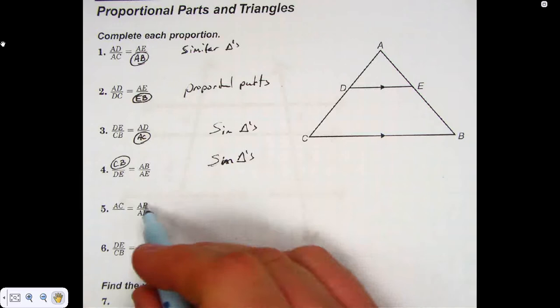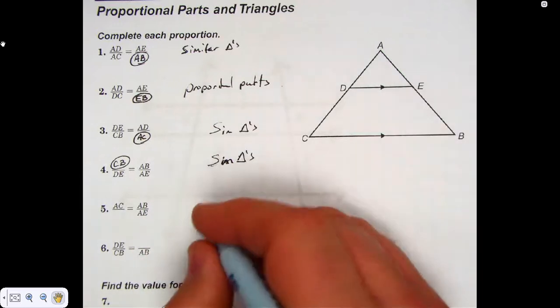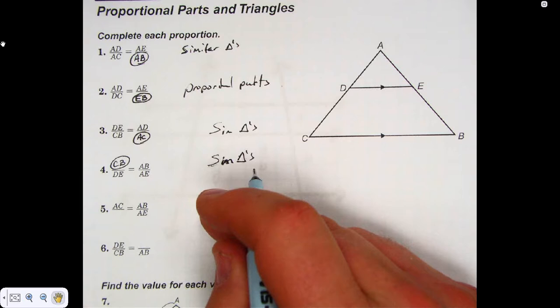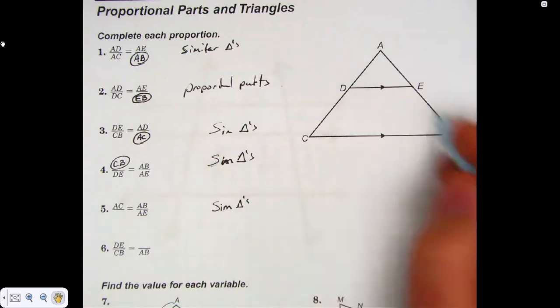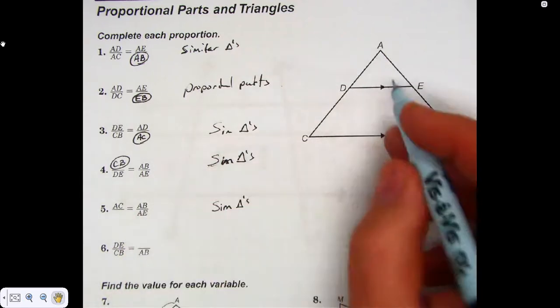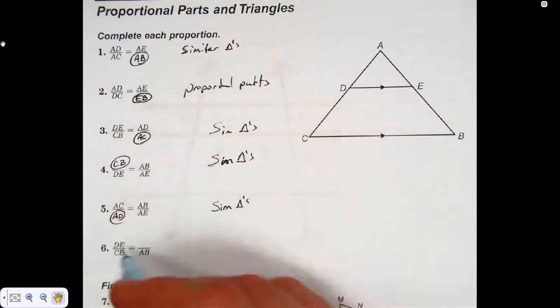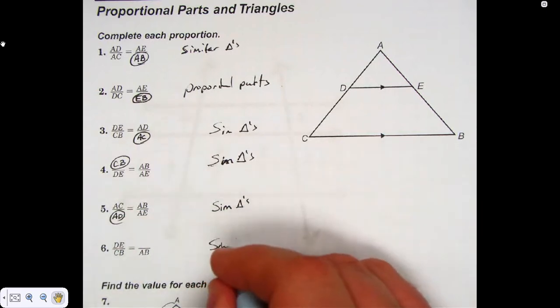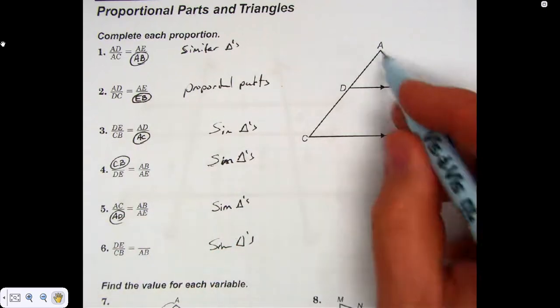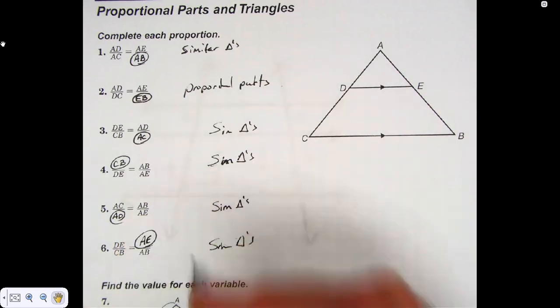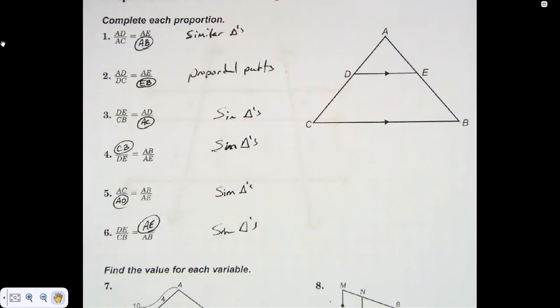Let's try 5. AB over AE. Similar triangles, proportional parts. Similar triangles. Because we're talking about the whole side, right? A to B. So if we went A to C, what would need to be here? AD. DE over CB, we're still talking about similar triangles here, aren't we? So it'd be AB is on the bottom, what would need to be on top? AE? Yep. Everybody understand the difference between proportional parts and similar triangles now?